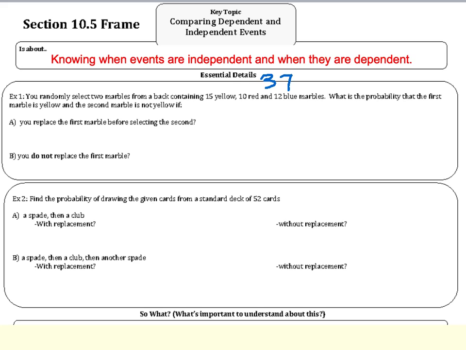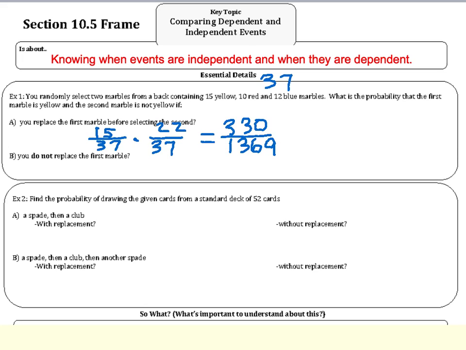So if we replace it, then these are 2 independent events, because what happened the first drawing doesn't affect the second one. So first of all, we want a yellow marble. So the chances of getting a yellow marble are 15 out of our total 37. We have another thing happening, so I'm going to multiply by, and I'm replacing it, so I still have 37 marbles left in my bag. And the marbles that aren't yellow, well, there's 22 of them. So 15 out of 37 times 22 out of 37, and that's 330 out of 1,369.